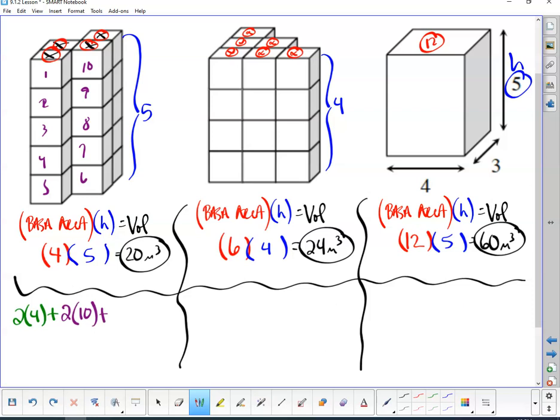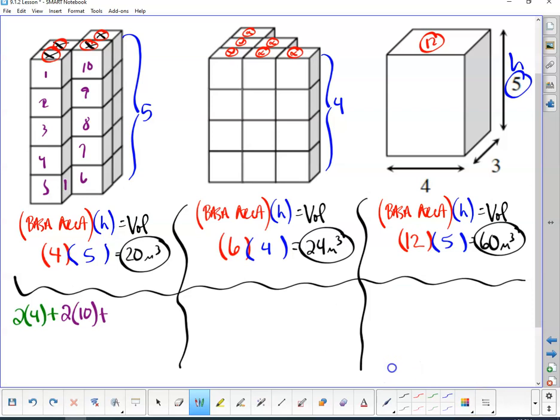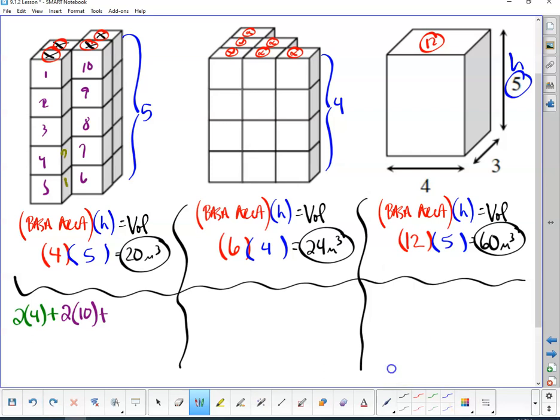Plus, we're also going to have 1, 2, 3, 4, 5, 6, 7, 8, 9, 10, 11, 12, 13, 14, 15. So we got 2 times that 15. So you just start crunching the math on that and you'll get that.